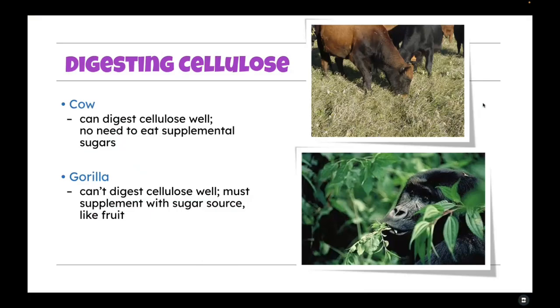Alrighty, so digesting cellulose. So only a couple animals can digest cellulose. It's based usually on your diet, your food niche. But for example, gorillas can't digest cellulose well, so they must supplement with a sugar source like fruit. But cows, they can digest cellulose well because they have this bacteria. And so there's no need to supplement sugars.